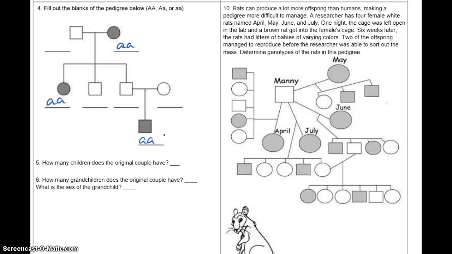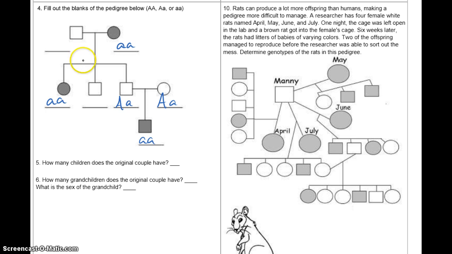From there, we can sort of figure out some of the phenotypes. If this individual is homozygous recessive, that means he got a little a from each of his parents. But neither of those parents are albino, which means they must have a dominant allele as well. So we know that they are heterozygous.